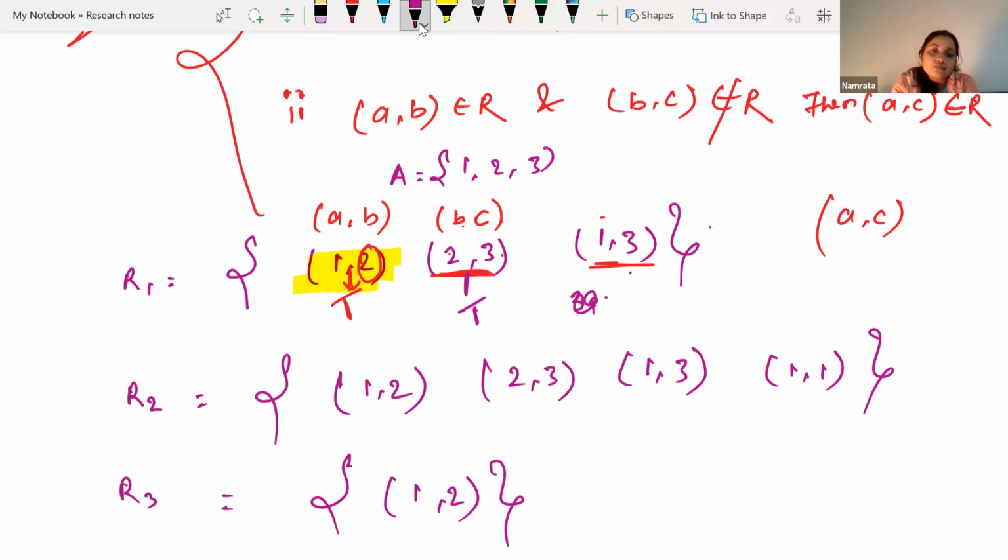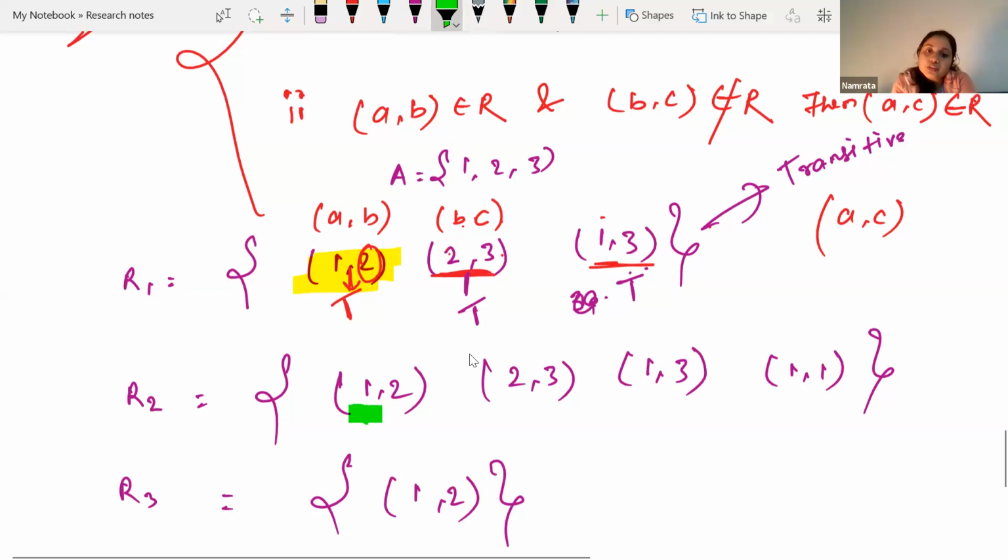Now the next one, 1 3 is there. 3 to any other number, is it there? It's not there. So if it's not there, we don't have to think about any other thing. We can say it's transitive. Are you getting it? So in total, it's transitive now, I can say. Clear? Now the next one.